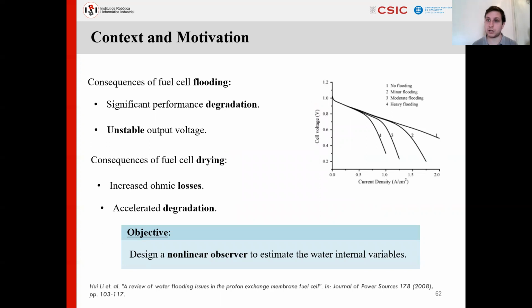Because if too much water accumulates in the fuel cell and the fuel cell starts flooding, then the reactants cannot efficiently reach the catalyst layer, which has a significant performance degradation effect and induces unstable output voltage. Moreover, if too much water is evacuated and the fuel cell starts drying, then you reduce the conductivity of the membrane, which increases the ohmic losses and accelerates degradation. So obviously, the water is a variable that you want to maintain inside some bounds. The problem is that you cannot directly measure this water. This is why this thesis proposes designing an observer to estimate these water variables.